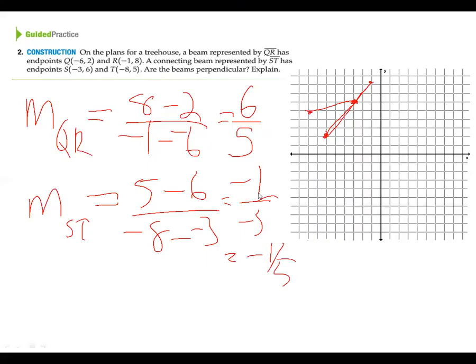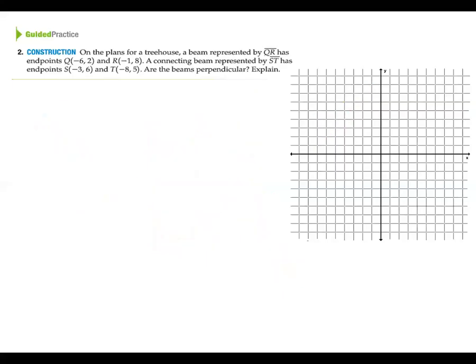Now the slopes do have an opposite sign, but this slope is not the flip of this one. Okay, so this is how you would say the answer, the explanation. Since the slopes are not opposite reciprocals, the beams are not perpendicular. Okay, pretty cool. You can determine whether the graphs of two linear equations are parallel or perpendicular by comparing the slopes of the lines.